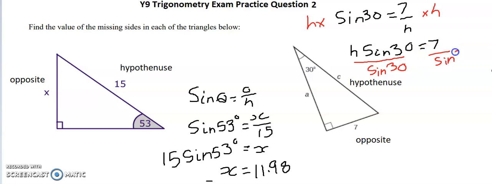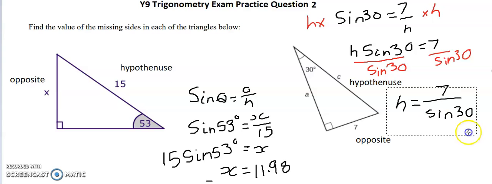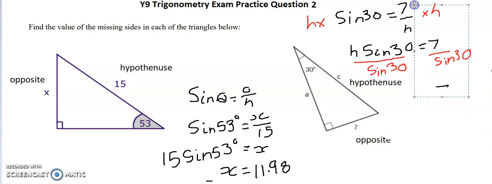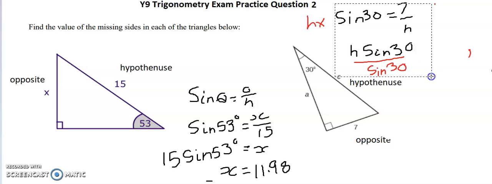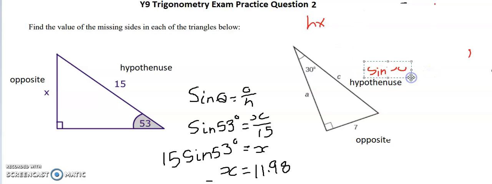So that means I'm going to have C is equal to 7 over sine 30 degrees. So 7 divided by sine 30 degrees is equal to 14. So that means my hypotenuse is 14. So I'll clear that and make some space.